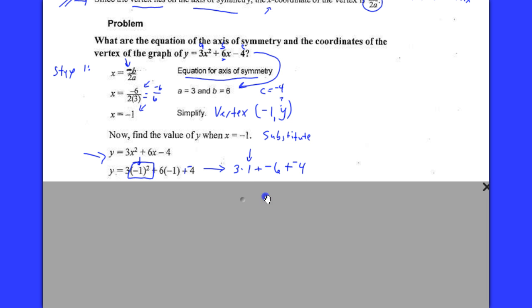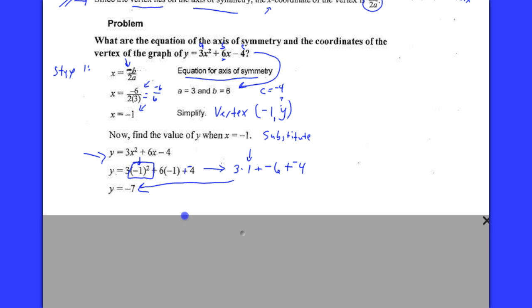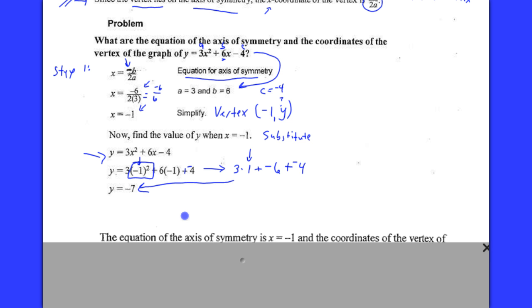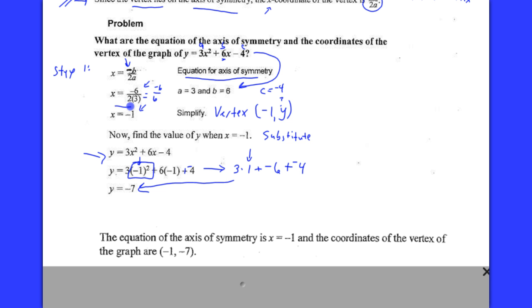So you end up with 3 plus negative 6 plus negative 4. That's where the negative 7 comes from right there. So what we have found here from that information, we found that x is negative 1 for the vertex, y is negative 7.